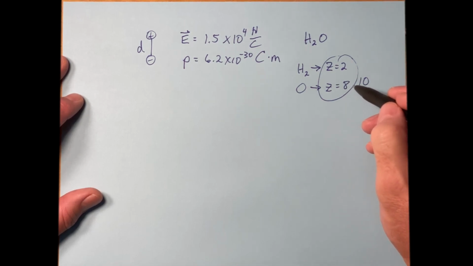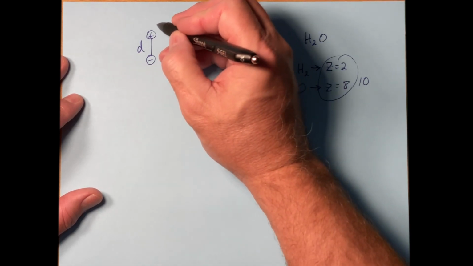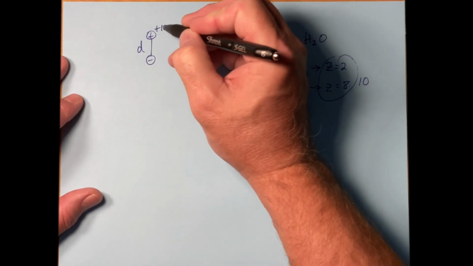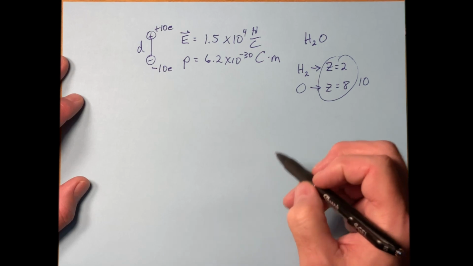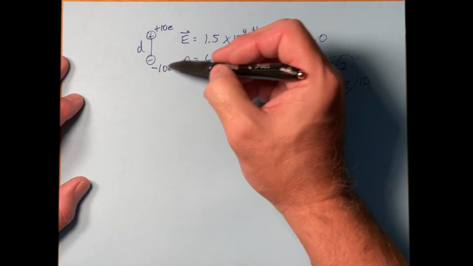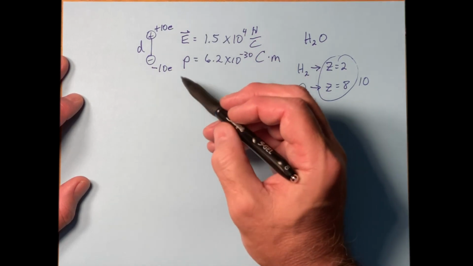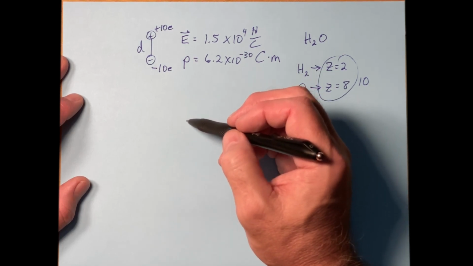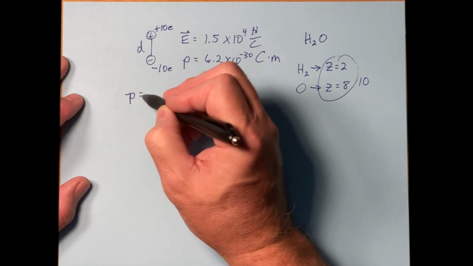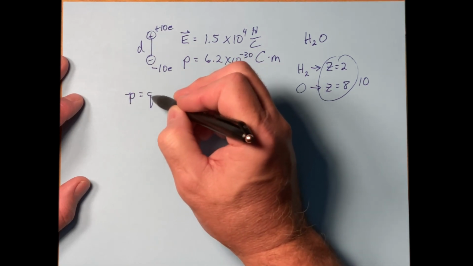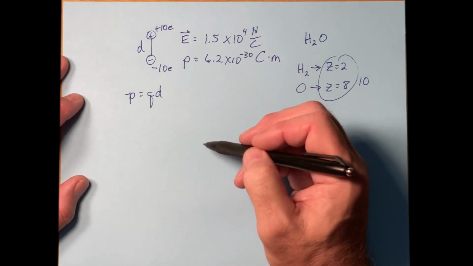Now the way to translate that into the model over here is that we have plus 10E at the top and minus 10E at the bottom. So there is our water molecule modeled right there. Okay, well, since we've got P and E, we should be able to figure out what D is pretty quickly, because remember what P is. P is Q times D, where D is the separation between the two.